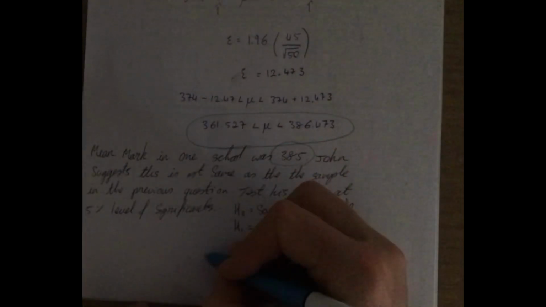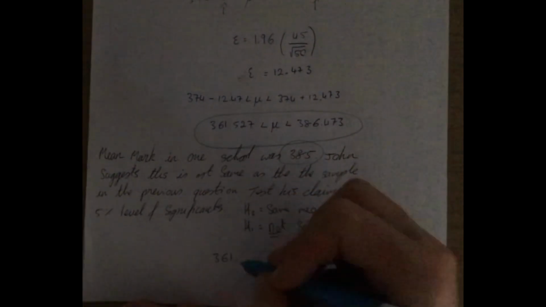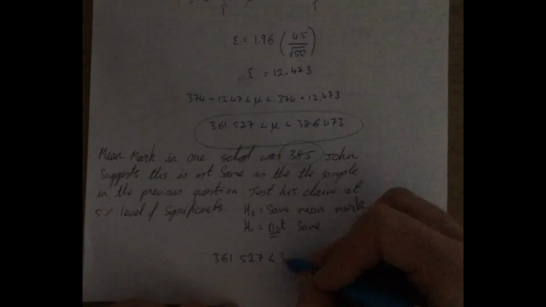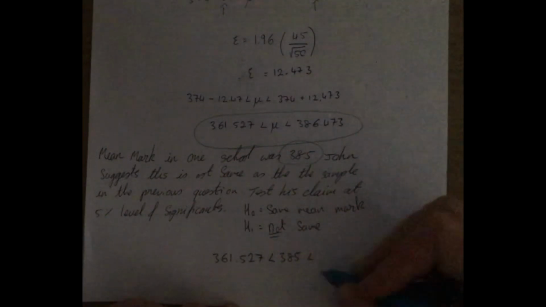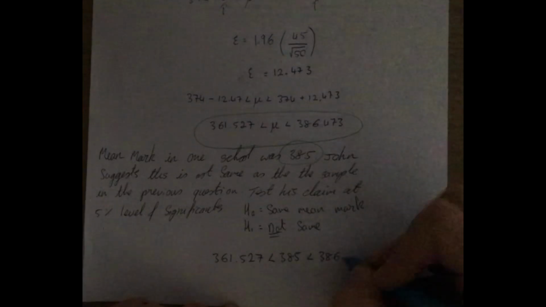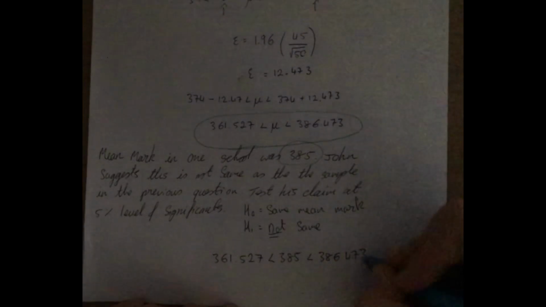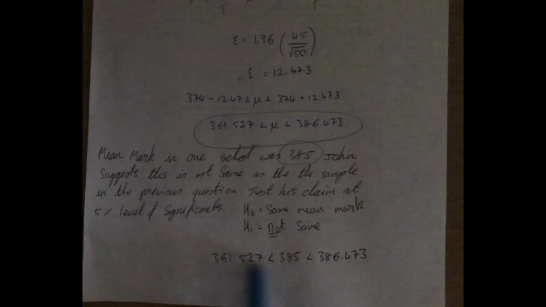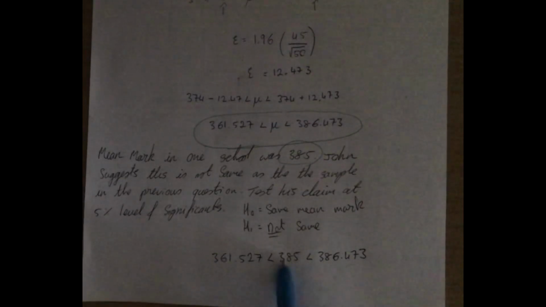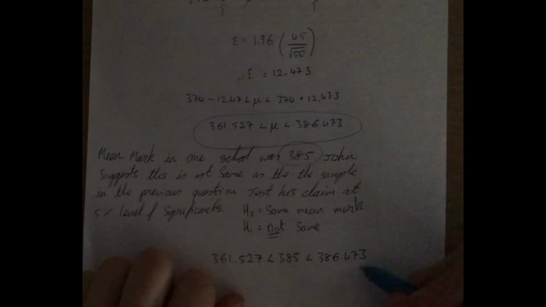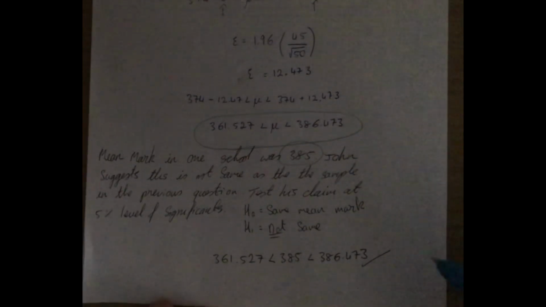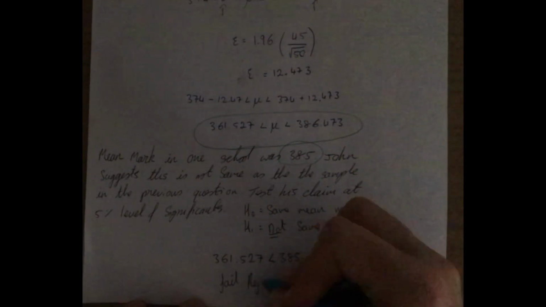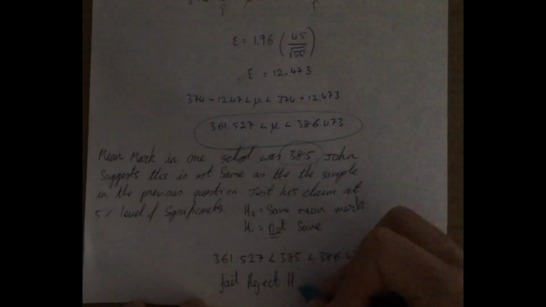So let's say it's 361.527 less than 385 is less than 386.473. Now, is that true mathematically? Well, this is greater than that, and this is less than this. So therefore, that is true. So it'll be the same as the previous part. So we would fail to reject H0.